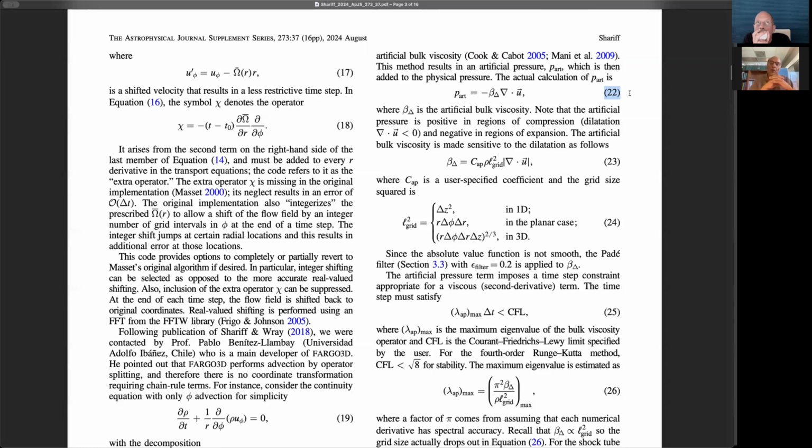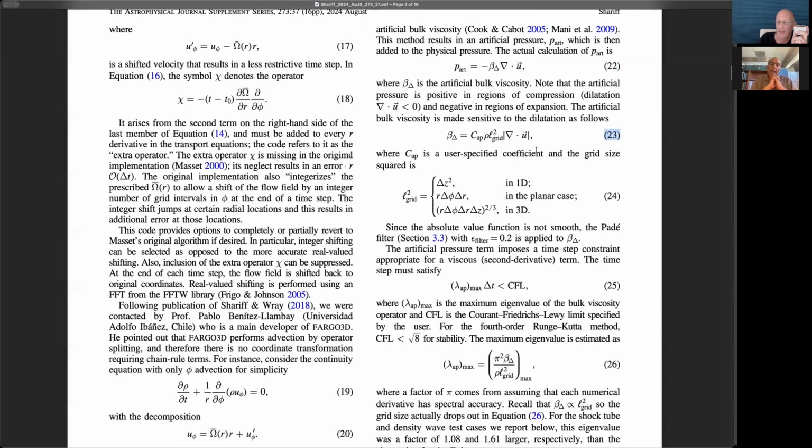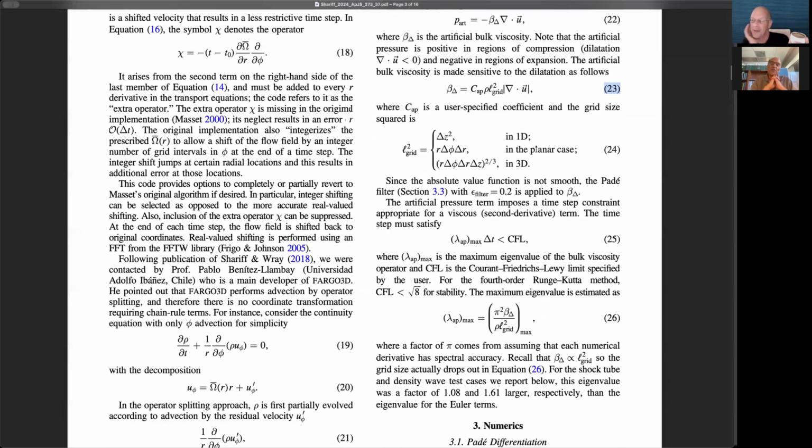And what that does is it introduces an additional pressure. So in equation 22, for example, we have a numerical bulk viscosity, which is denoted beta sub delta, and that introduces an artificial pressure due to compression or expansion. And so the effect of this is to smooth out shocks. This viscosity is sensitive, first of all, to the dilatation. It will only act where there is compression and expansion, just like Richtmyer. But then in addition to that, the coefficient itself, beta sub delta, equation 23, is also sensitive to dilatation.